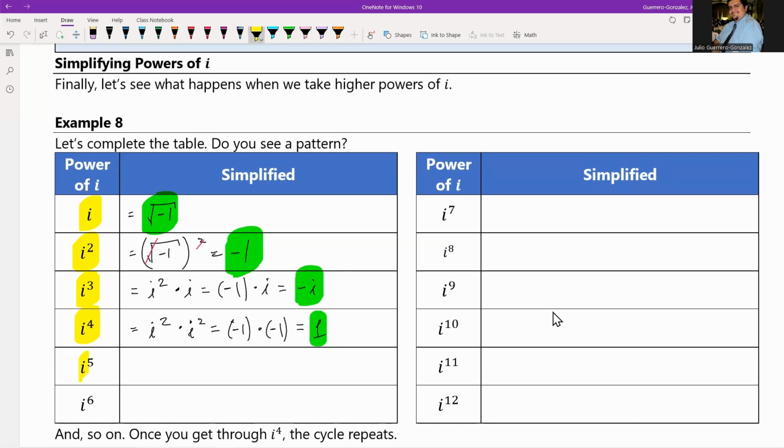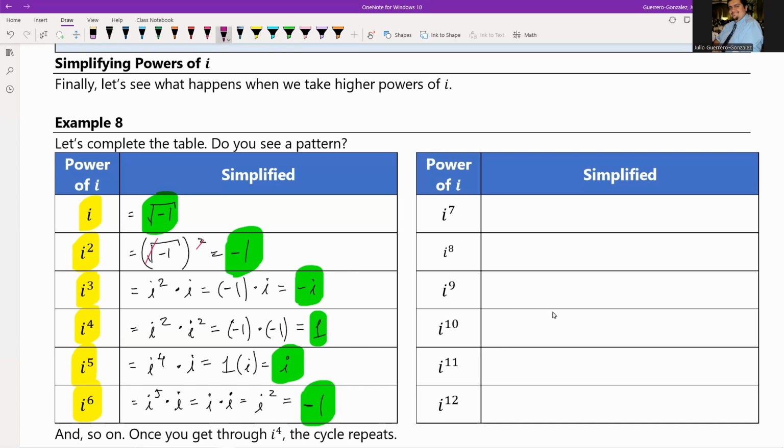Okay, here we go. i to the 5th. Hopefully you guys see this. i to the 5th is i to the 4th times i. We know what i to the 4th is, we just did it. And i just is i. So this is 1 times i, which is just i. Okay. i to the 6th. Let me do one more. Hopefully you guys see the pattern already. So i to the 6th is i to the 5th times i. i to the 5th, we just did it. It's i. So we have an i times i. This is i squared, -1 because we did i squared.